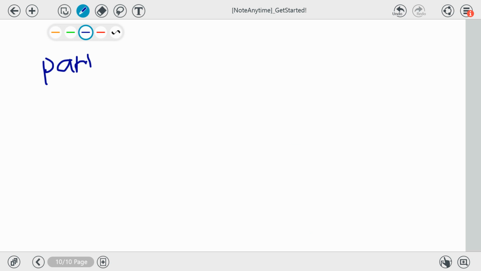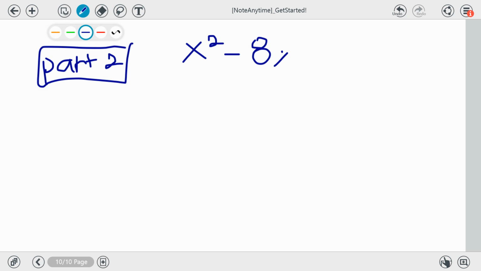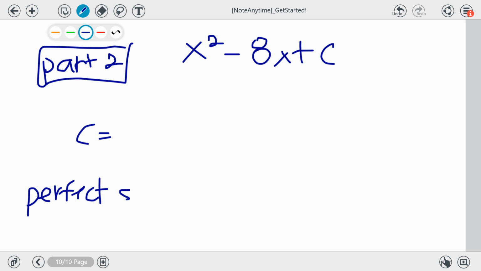Part 2 is just finding the last coefficient. For example, if I give you x squared minus 8x plus c, I'm going to ask you to find c and the perfect square. And it's very easy to find c and the perfect square both. You may ask me, is this all? And I'm going to say yes. Alright, so let's find the perfect square first because that's easier to find.